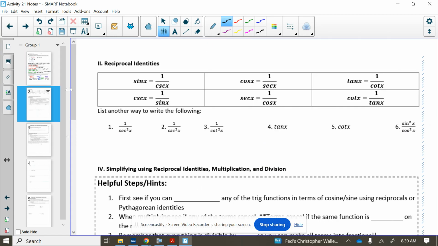Now, some review as well, we talked about this on the last page a little bit. We also have our reciprocal identities, and we've been talking about these since even last semester, but we can rewrite each of our trig functions as 1 divided by their reciprocal function. So sometimes that's useful to us. For instance, in the first one, 1 over secant squared could be rewritten as cosine squared, or 1 over cosecant squared is sine squared. 1 over cotangent squared is tangent squared.